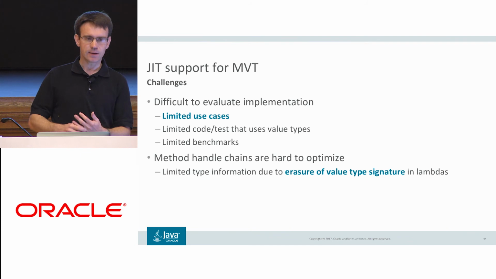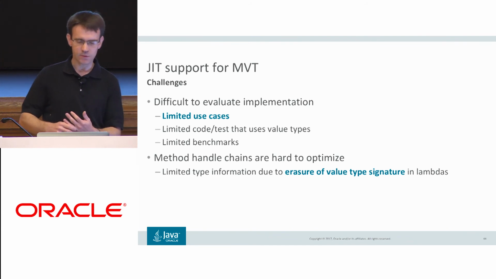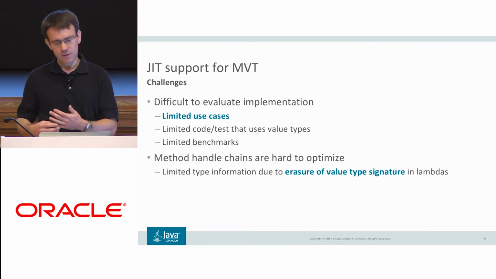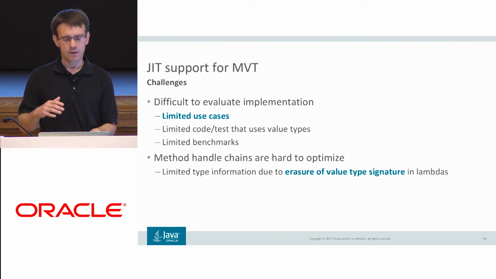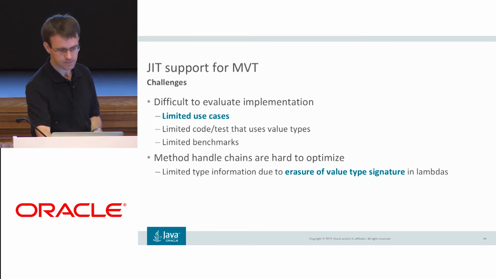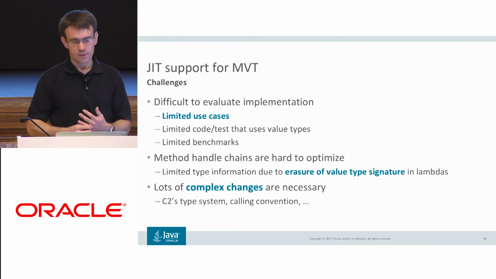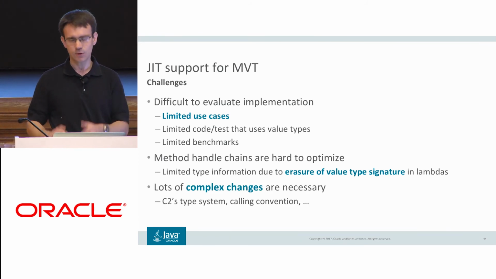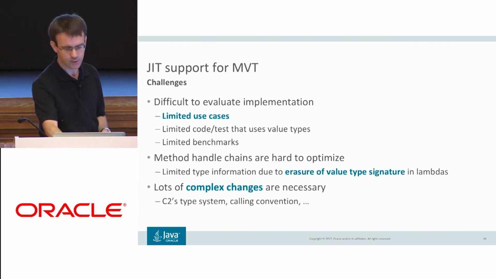Method handle chains are proving very hard. The problem of optimizing method handle chains is due to the fact that lambdas erase signatures, so the G compiler is lacking type information to perform the optimizations. They did a huge amount of work in Graal. They changed the type system and the coding conventions. They really did a huge work.